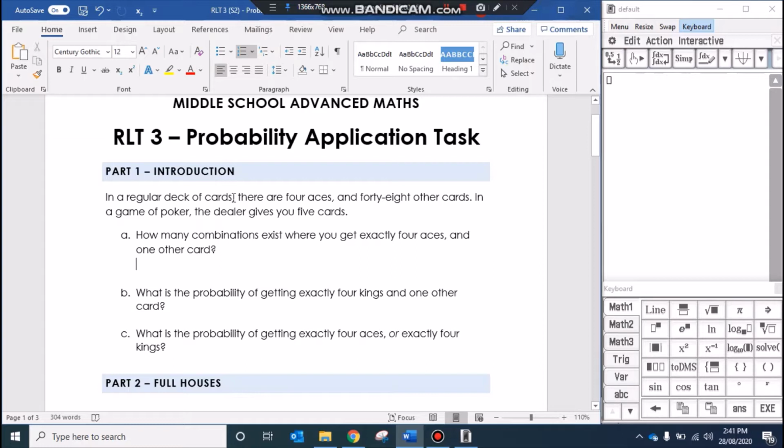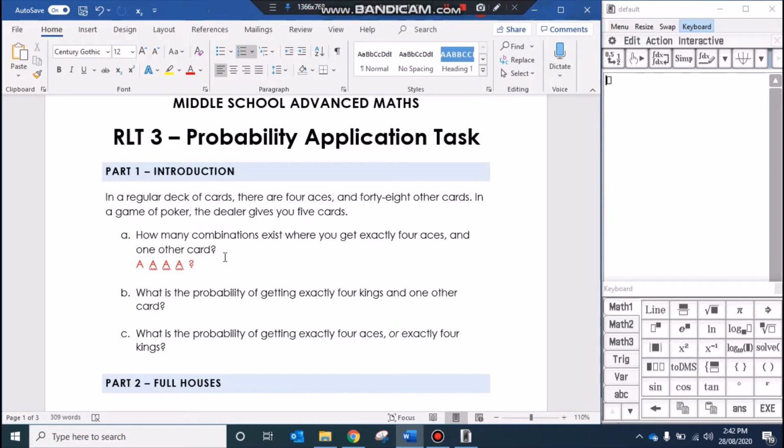cards there are 52 cards. Obviously, there are 4 aces, and there's 48 other cards that aren't aces. In a game of poker, the dealer gives you 5 cards. We want to know how many combinations exist where you get exactly 4 aces and 1 other card. So what's happening here is, say you've got 4 aces and 1 other card, could be any other card in the deck.